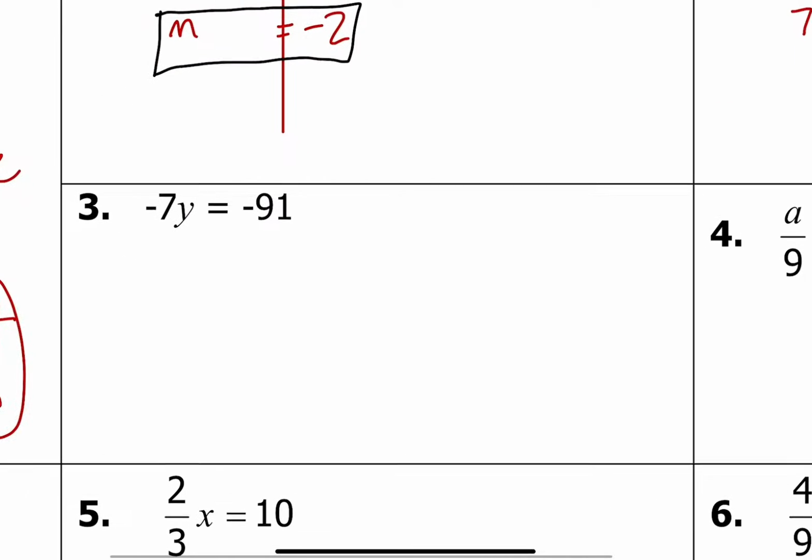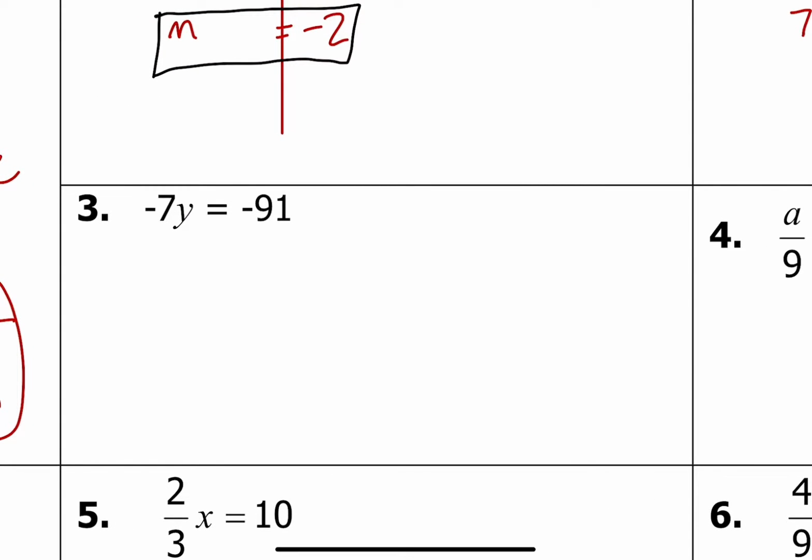All right, let's take a look at the next one, number 3. So we have negative 7y equals negative 91. Okay, so here we don't see any signs. I don't know exactly what operation is happening here because there's nothing between these two. But something to keep in mind, when we have a number and a variable, that means these two are being multiplied together. So the opposite of multiplying is going to be dividing. So we're going to divide by -7 on both sides.